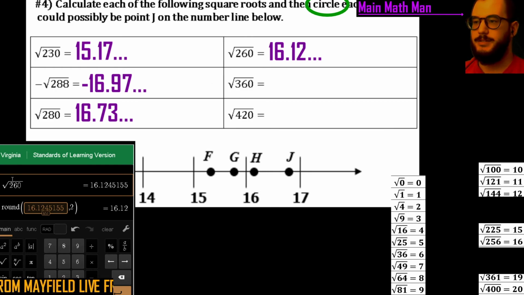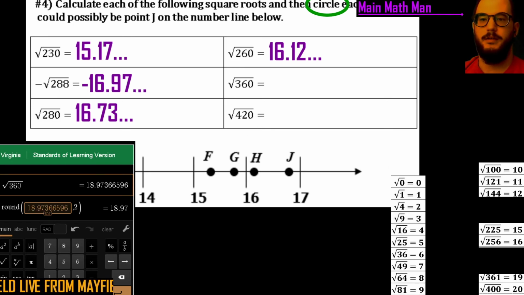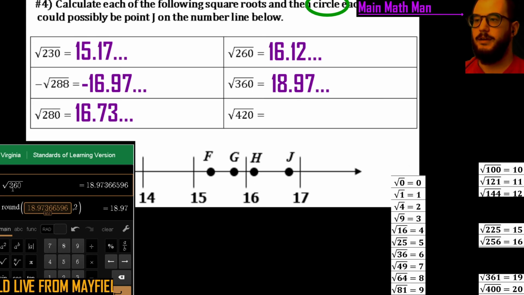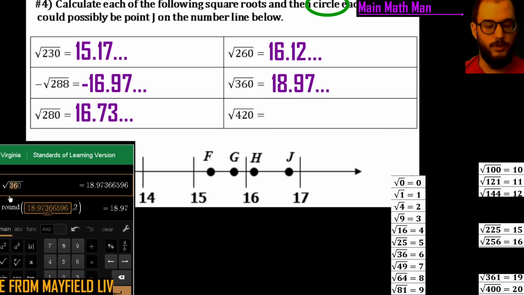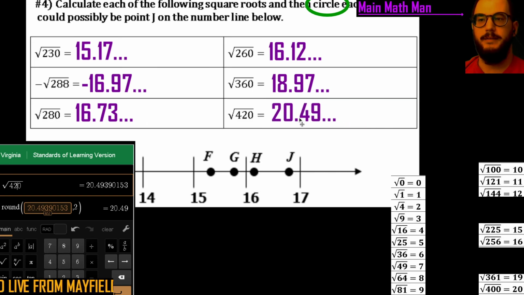And let's do these last two here. So we have 360. The square root of 360 is going to be 18.97. And lastly, we have the square root of 420, which is going to be 20.49. So now we've got all those calculated out.